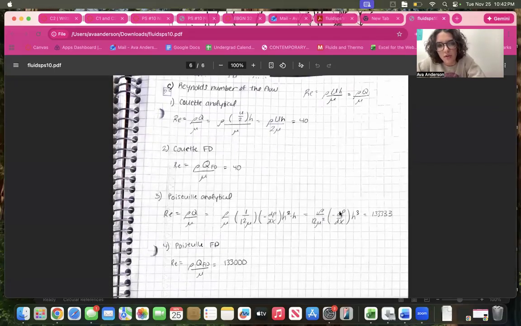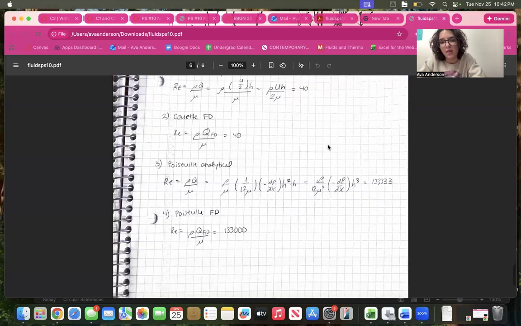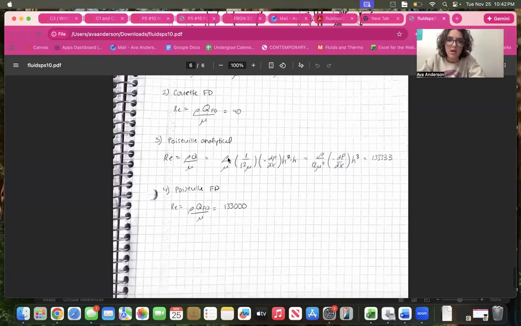And finally, you can solve for the Reynolds number of the flow. Reynolds number basically is rho U H divided by viscosity. You can simplify that down to being just rho Q divided by viscosity. And you can just use that equation and apply it to all of these. For Couette analytical, that basically simplifies down to rho U H divided by 2 mu. And that's 40. And for Couette, you can just plug in the finite differencing that you got earlier. You can also get 40.